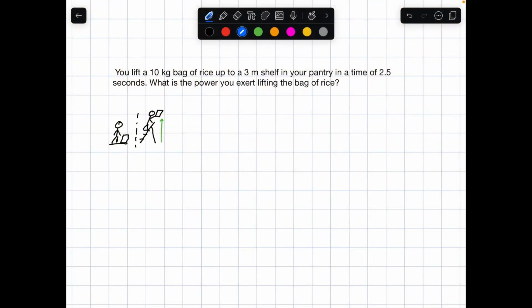So we imagine that you lift a 10 kilogram bag of rice up to a 3-meter shelf in your pantry in a time of 2.5 seconds. What is the power you exert lifting the bag of rice?